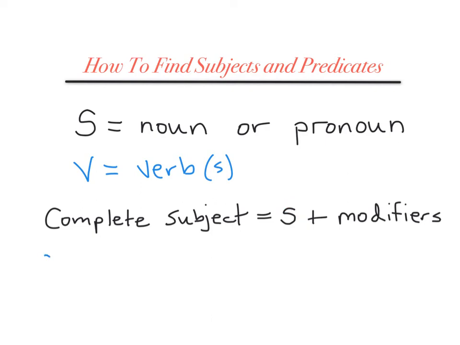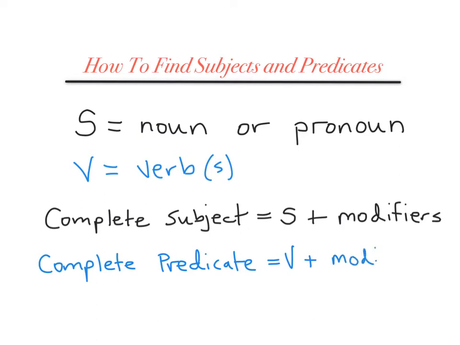And finally, the complete predicate, similar. It includes the simple predicate, but then it might have some more words in there too. The complete predicate is the simple predicate plus any modifiers. Now, it might be helpful to put modifiers in parentheses because not every sentence is always going to have these.